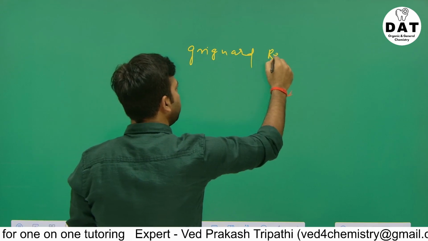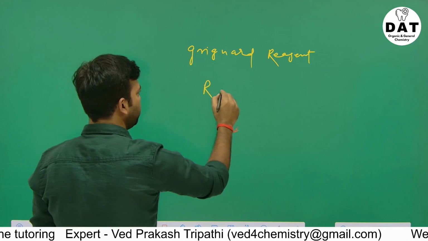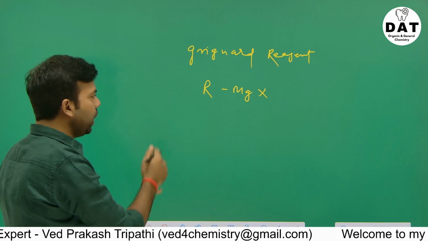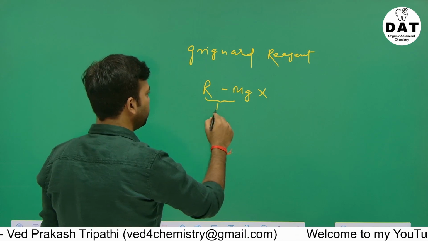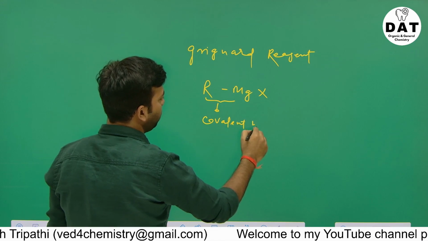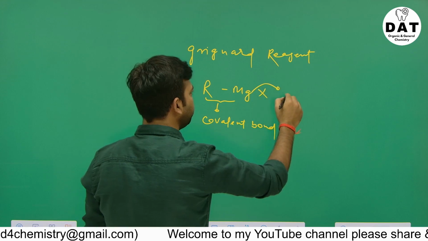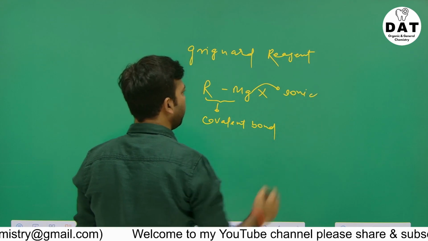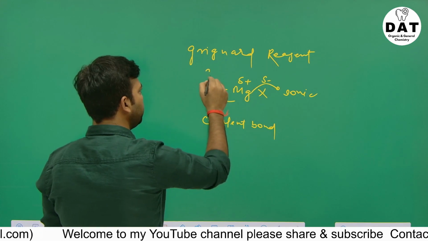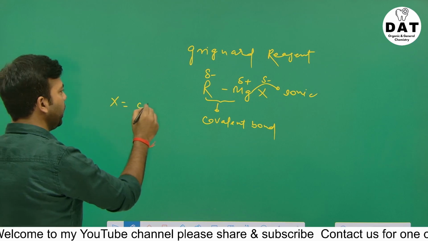So Grignard reagent is basically RMgX. The bond between R and Mg is a covalent bond, while the interaction between Mg and X is ionic. We all know this is plus, this is minus, and R is delta negative. Clear? This X can be chlorine, bromine, or iodine.